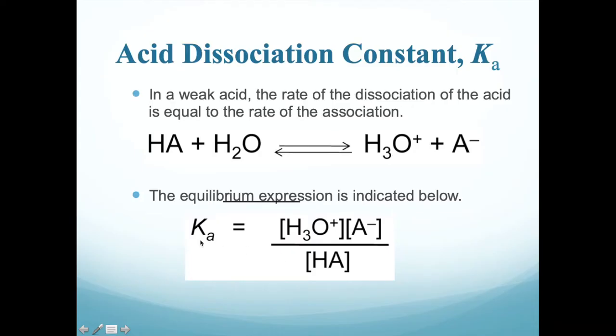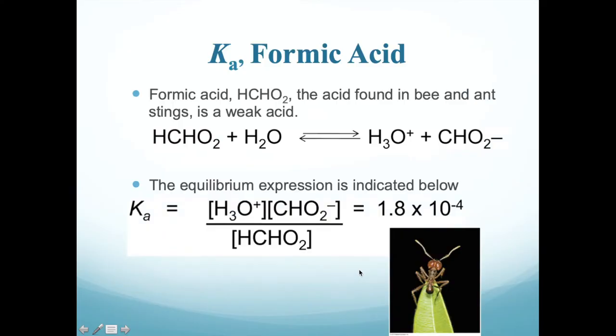And so the smaller the value of Ka, the weaker the acid is, because we're going to have less and less of this product, and your acid mostly stays intact. So let's look at an example here. Here's formic acid. The root word of that, formic, comes from the Latin word for ant. Fire ants actually use formic acid in their venom, in their stings. It's an organic acid, a carboxylic acid, that dissociates in water to form hydronium and formate.